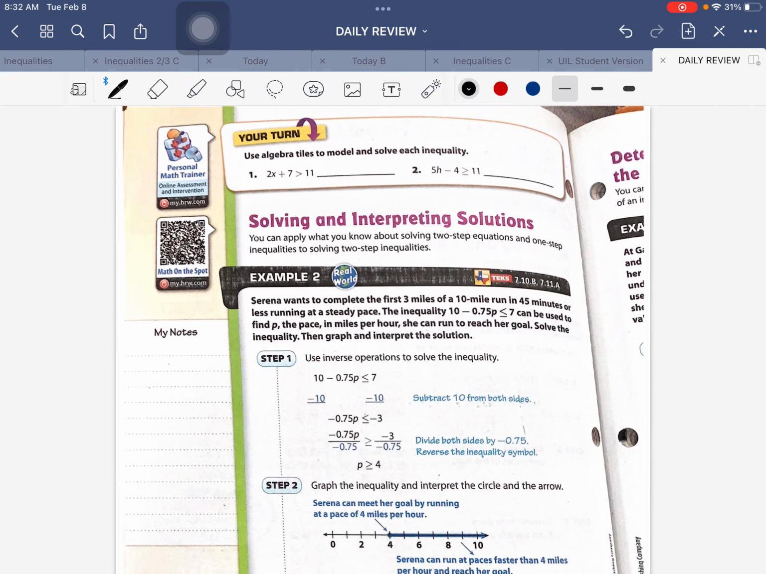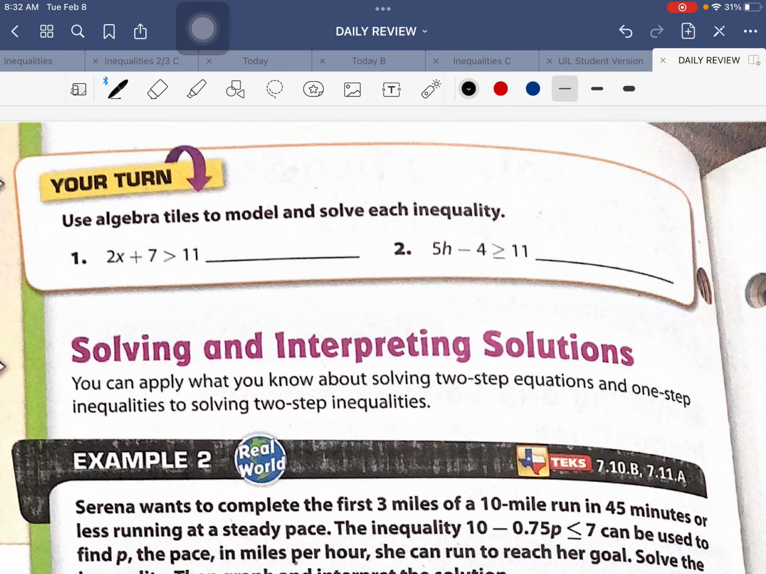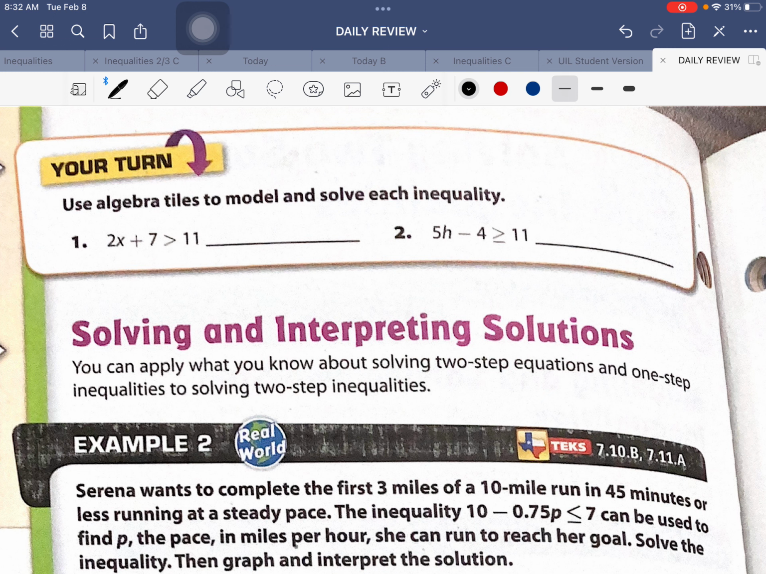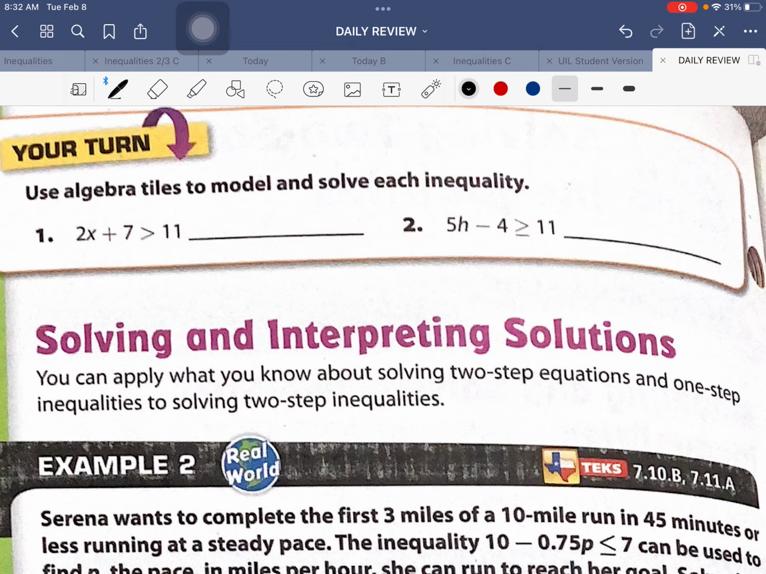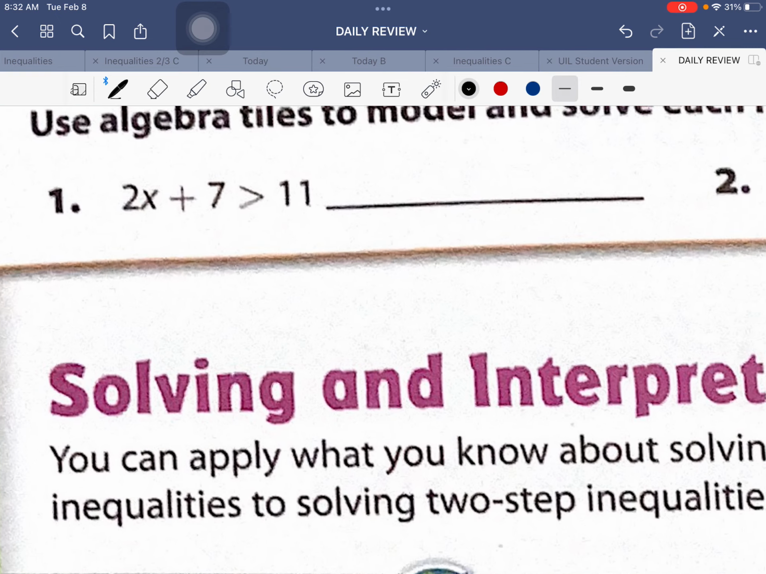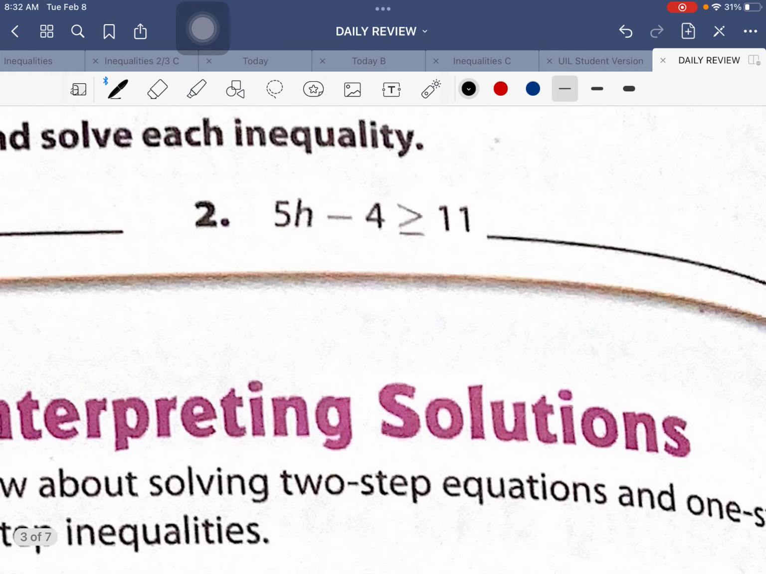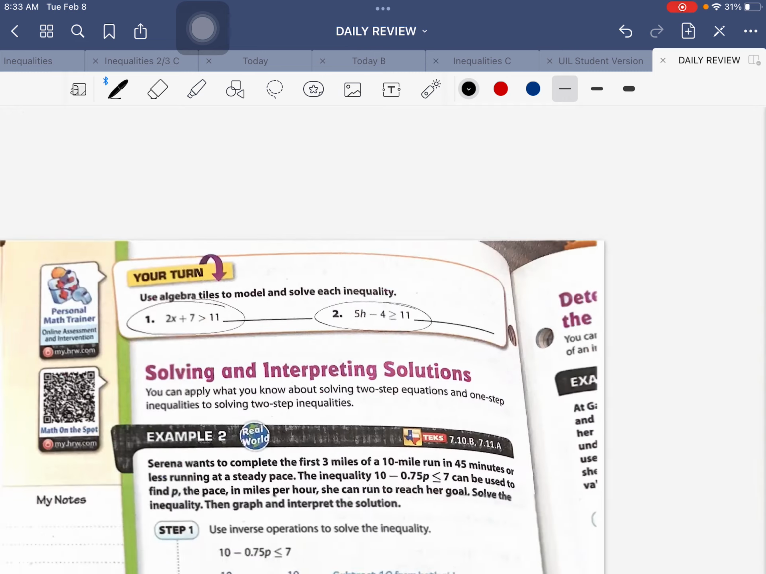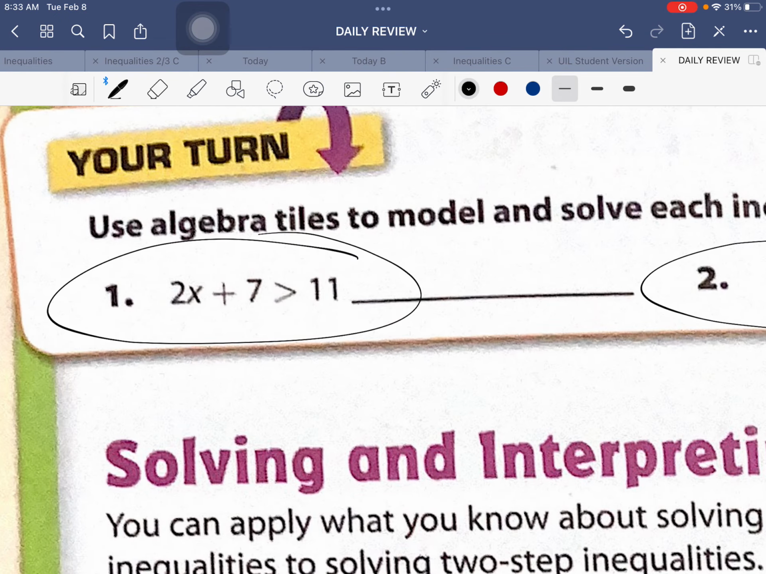Now the next page that I want to make sure that you guys understand and know. Now, use algebra tiles model and solve each inequality. We are not going to use algebra tiles, do not worry, but we are going to solve them. Go ahead and solve these guys. These two. The next one. Go ahead and solve these two guys, please.